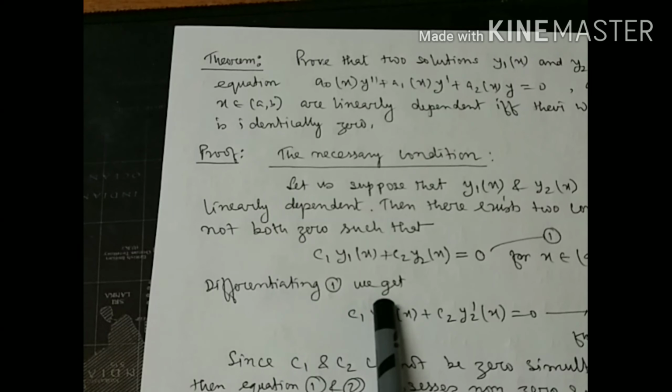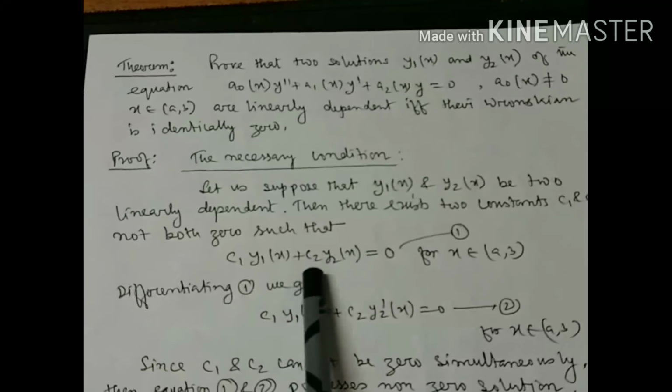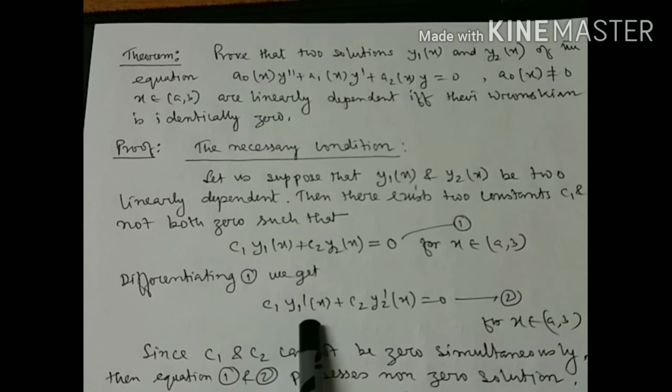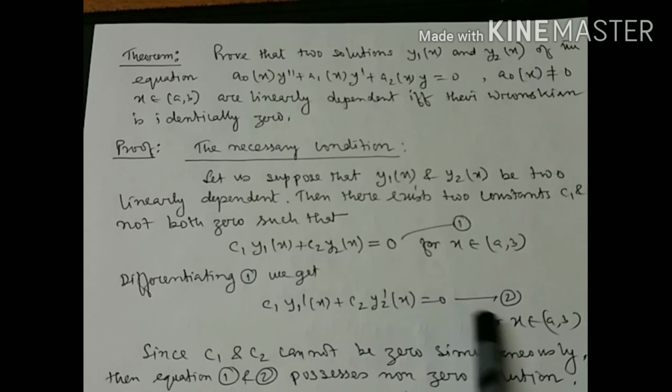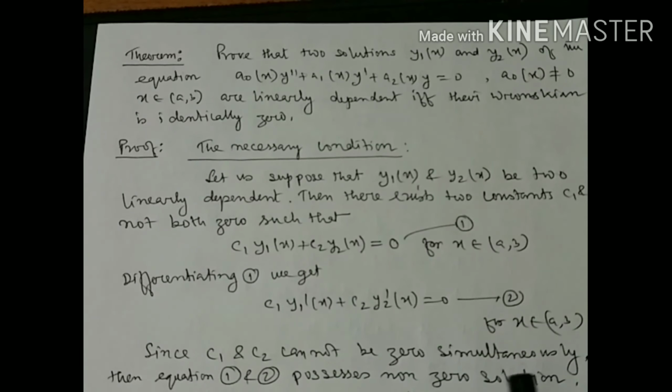Now differentiating this equation, c1 and c2 being constants, we get simply c1 y1'(x) + c2 y2'(x) = 0 for all x belonging to [a, b].